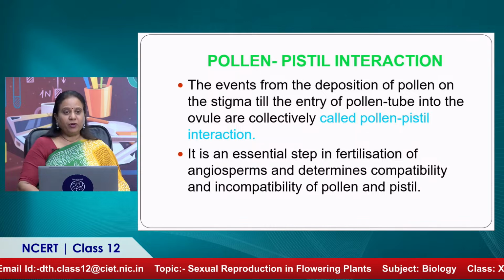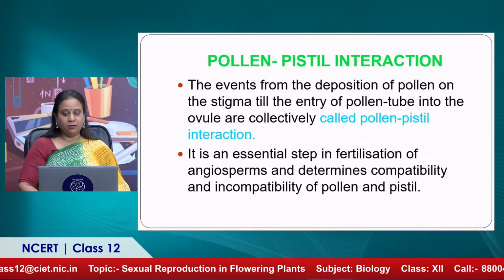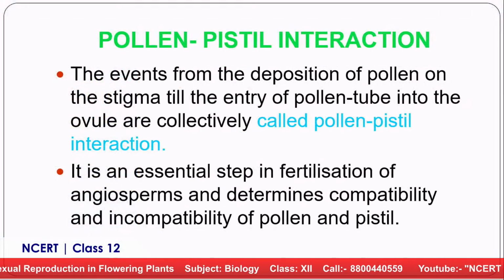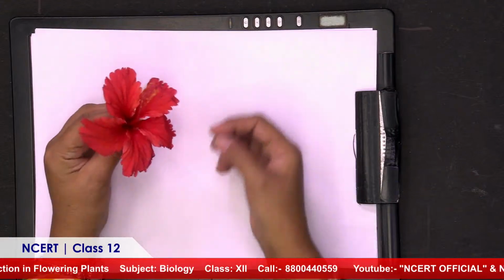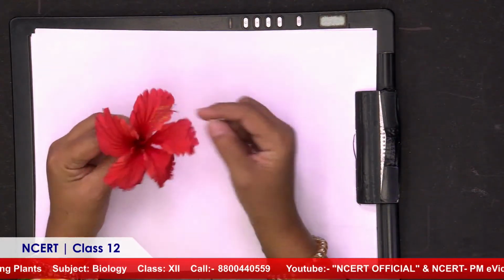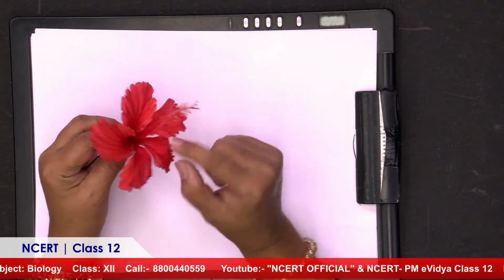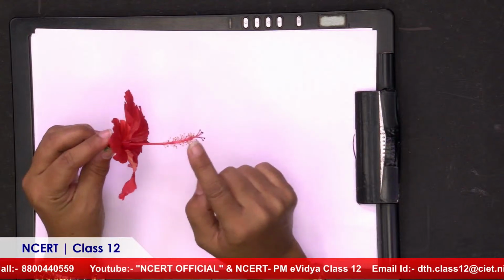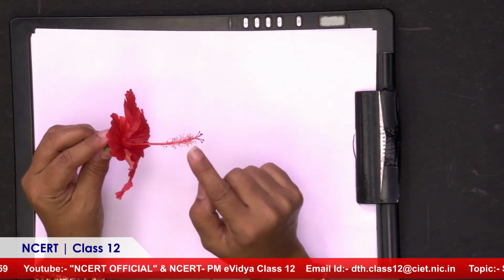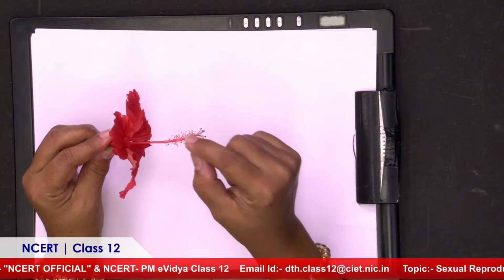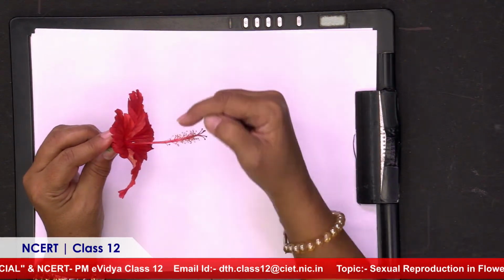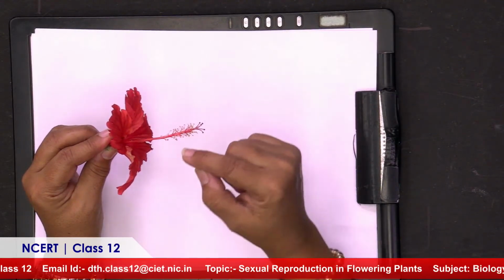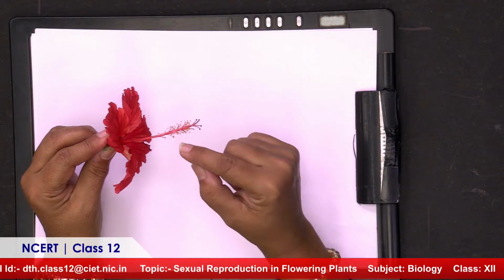I can show you with the help of the flower here. See, this is the flower of the hibiscus, and this whole central portion is the reproductive part. This portion is in the form of a very thin filament and has yellow spots on it. This is the stamen area. The yellow spots are the anthers, and the fine thread-like structures are the filaments.